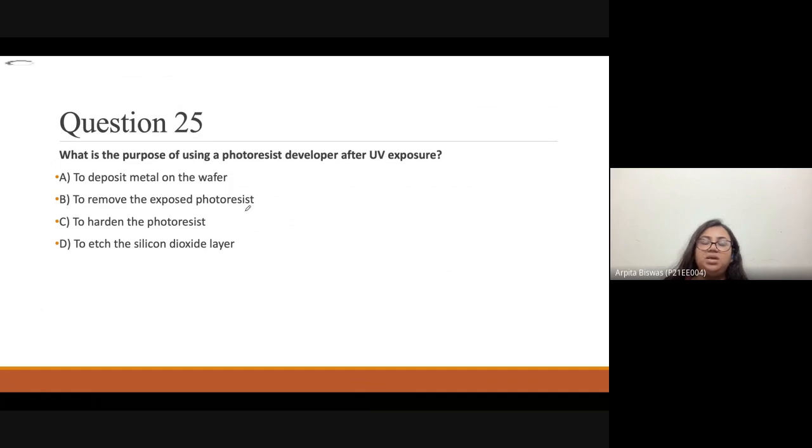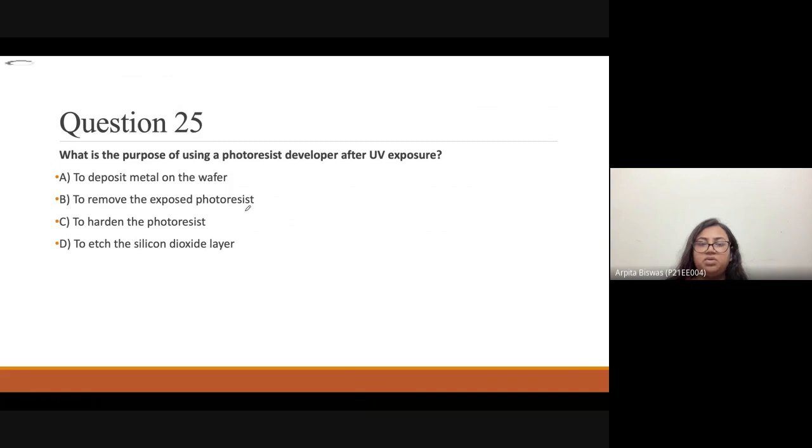In the development process, based on whether it is a positive or negative photoresist, the covered portion, if it is a positive photoresist, which is not exposed, becomes harder, and the portion which is exposed will develop, it will etch out in the developing solution. The remaining portion of the positive photoresist stays, and then we go for the etching process.